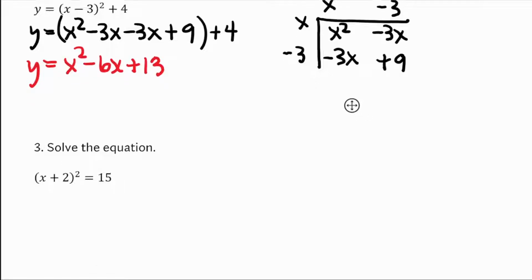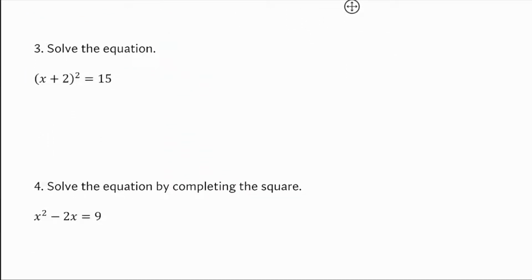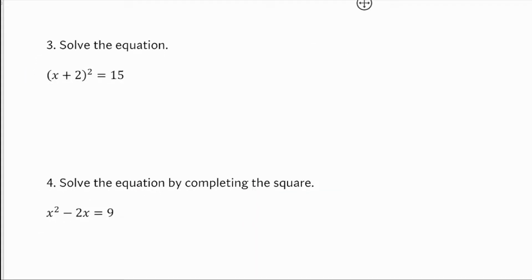Okay, now we're going to solve the equation. Okay, so if it's already set up like this, we should probably just take the square root of both sides. So I'm going to start by taking the square root of both sides. So the square root of, not x squared, pardon me, x plus 2 squared equals the square root of 15. Okay, we know that means the absolute value of x plus 2 is x plus 2 squared square rooted.